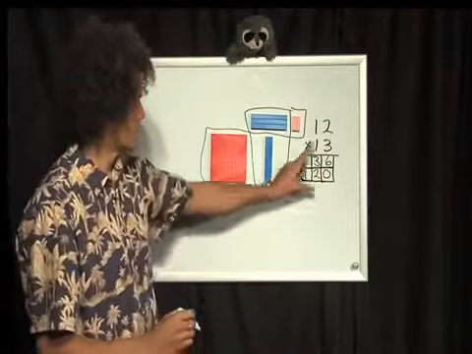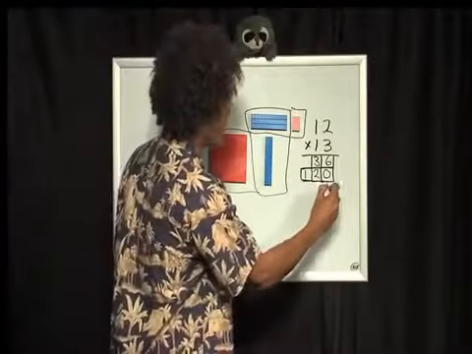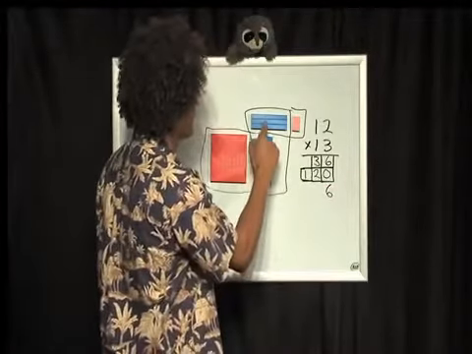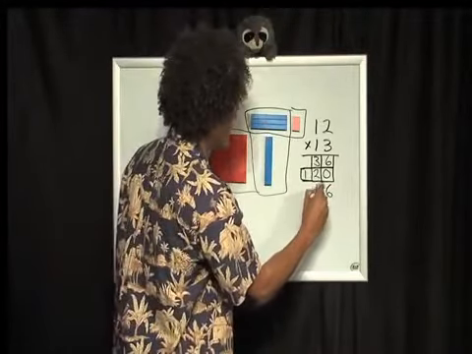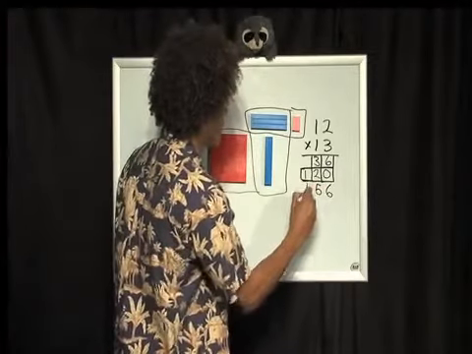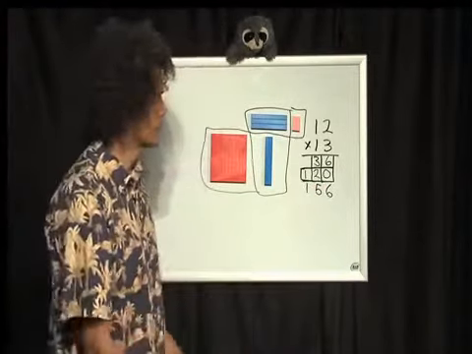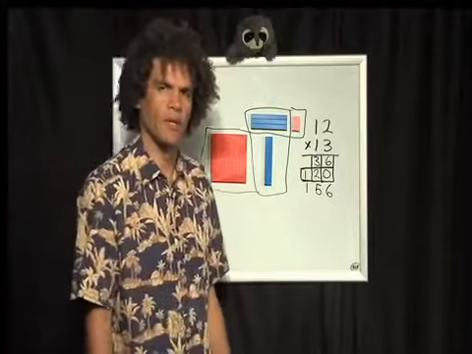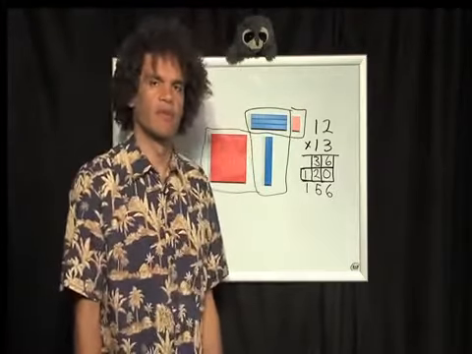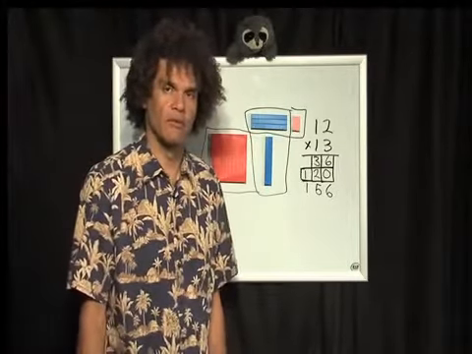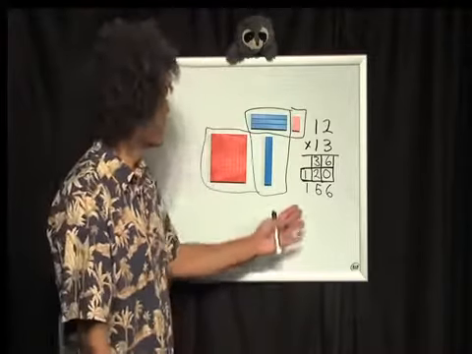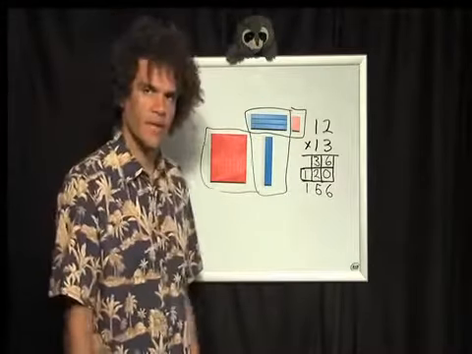And then just count them all together. 6, 1, 2, 3, 4, 5, and 1 big red one. 12 taken 13 times, 156. Very simple for small children. Very, very simple for even 4- and 5-year-old kids to understand. All we're doing is counting.